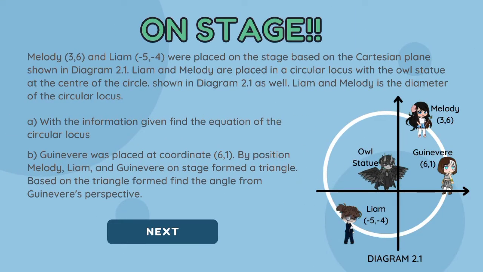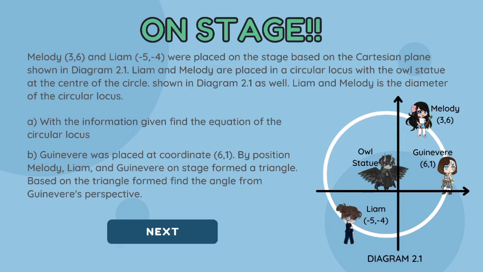Now, we move on to the next question, on stage. The question stated that Melody, in her position at coordinate 3, 6 and Liam at 5, -4, were placed on the stage based on the Cartesian plane shown in diagram 2.1. Liam and Melody are placed in a circular locus with the old statue at the center of the circle shown in the diagram as well. Liam and Melody is the diameter of the circular locus. Question A. With the information given, find the equation of the circular locus.